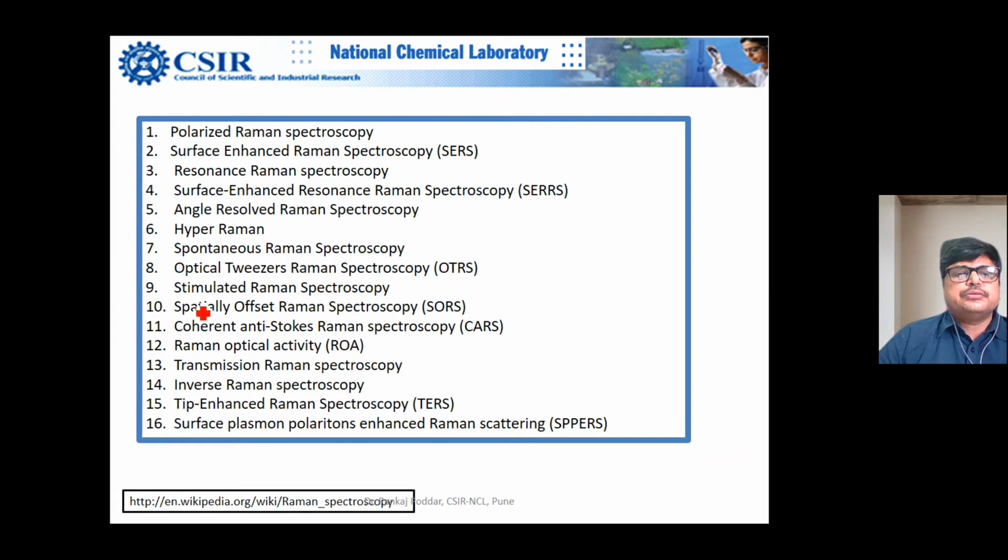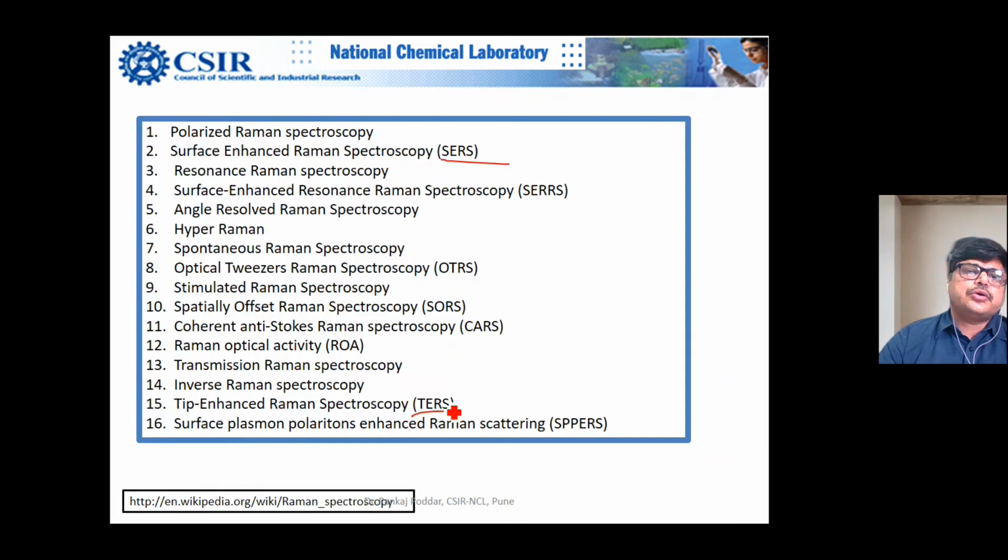And we'll use Hyper Raman. I mentioned Hyper Raman. You can use optical tweezer based Raman. You can trap the system using optical tweezers. Angle resolved Raman spectroscopy can be done. But I'll spend some time here and probably here.